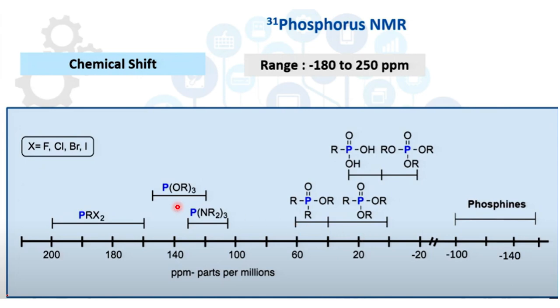And you see that if it is PX2, where X is a halogen, the peak will be observed around 150 or 160 to 200 ppm. That is the delta value, because an electronegative atom is directly linked with the phosphorus. And in the case of phosphines, that is PH3, it will come around minus 100 or minus 150 to minus 100.